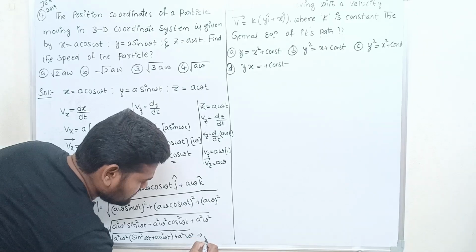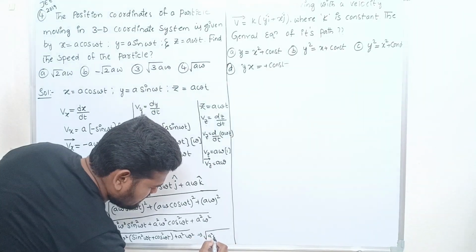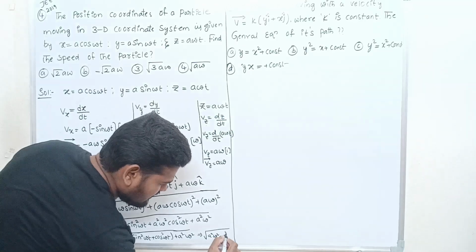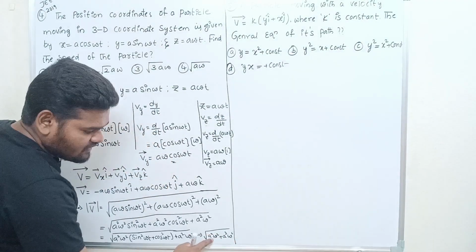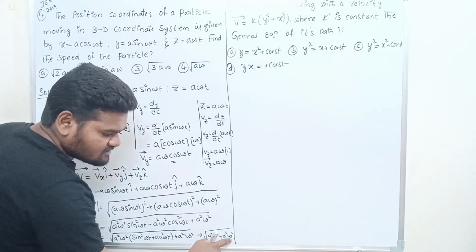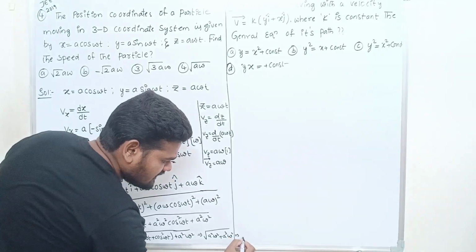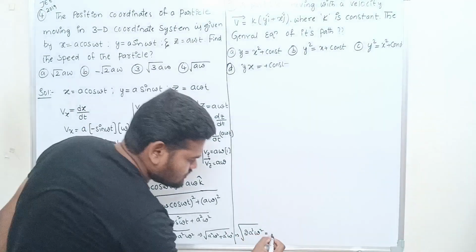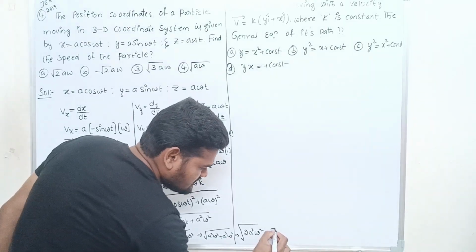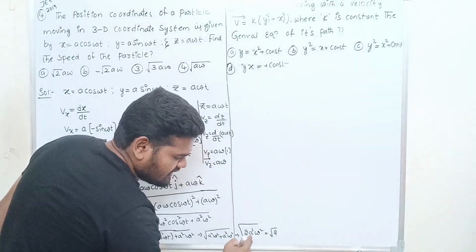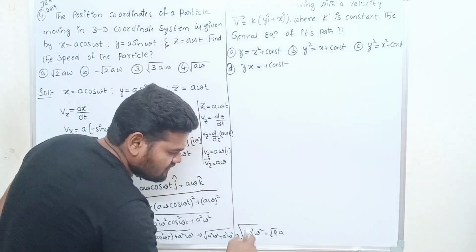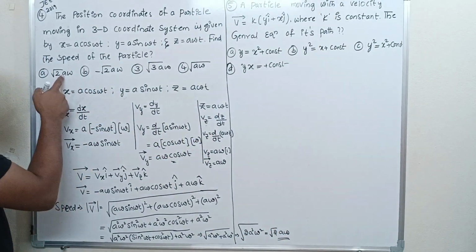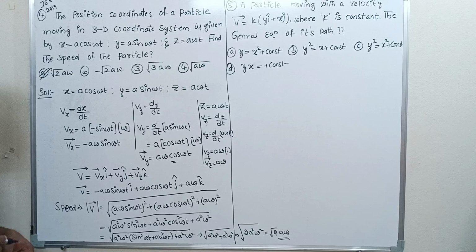Then this is equal to under root of a square omega square times 1 plus a square omega square. So under root of a square omega square plus a square omega square, you will get under root of 2 a square omega square. I'm just writing this term as under root. If a square comes out of the root, it becomes a. If omega square comes out of the root, it becomes omega. So it is root 2 a omega. So option A is the correct option.